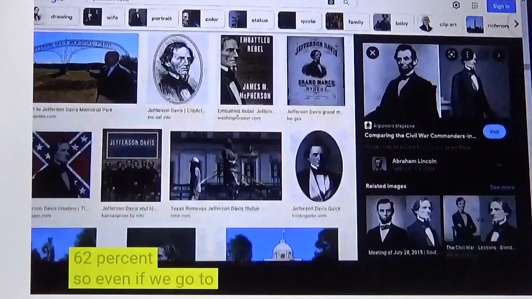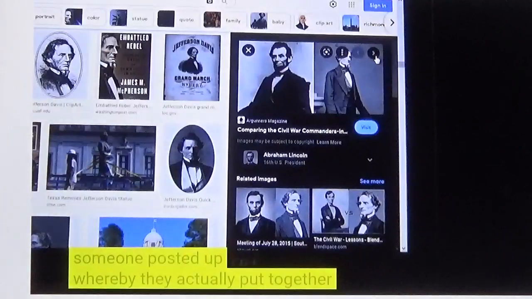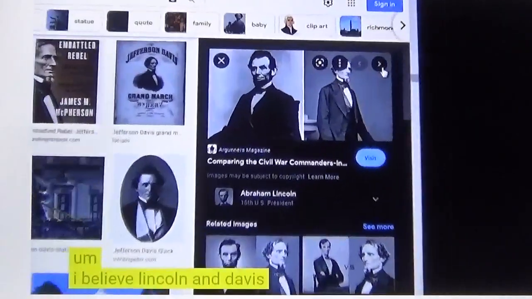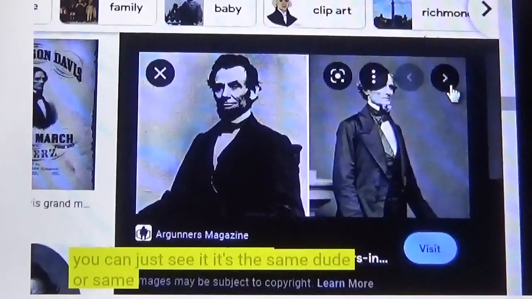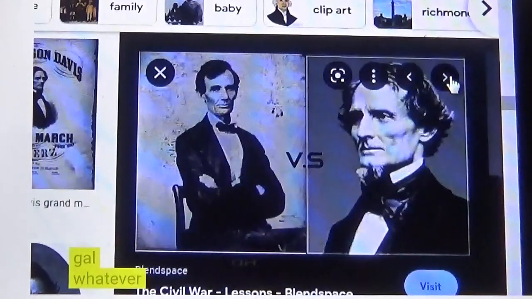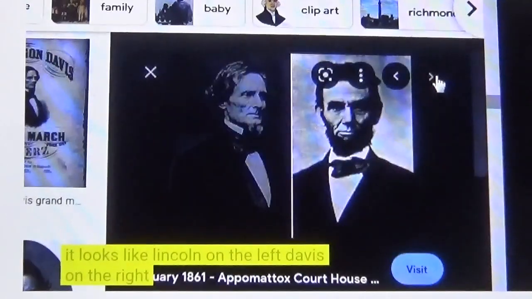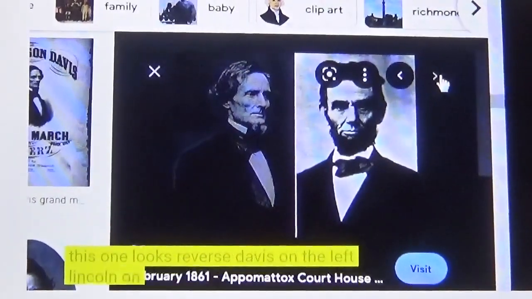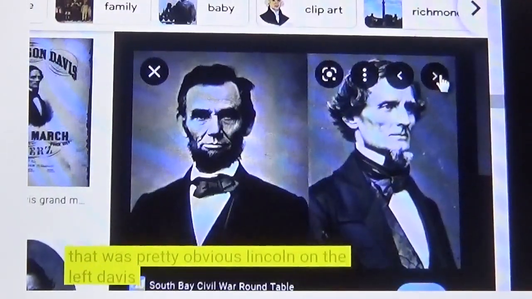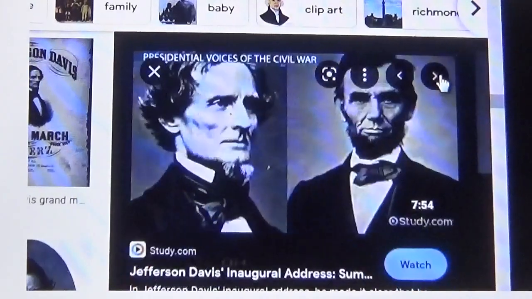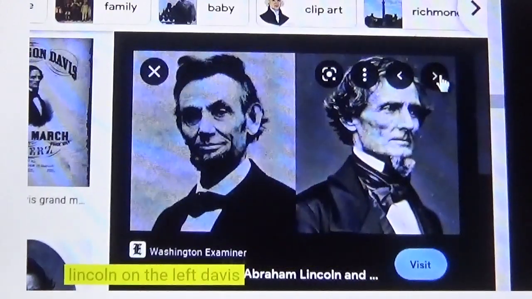So even if we go to some of these pictures someone posted up, whereby they actually put together, I believe, Lincoln and Davis, you can just see it and how they put them side by side. You can just see it. It's the same dude or same gal, whatever. Yeah, it looks like Lincoln on the left, Davis on the right. This one looks reversed. Davis on the left, Lincoln on the right. That one's pretty obvious. Lincoln on the left, Davis on the right. That one's pretty obvious too. Davis on the left, Lincoln on the right. Lincoln on the left, Davis on the right.